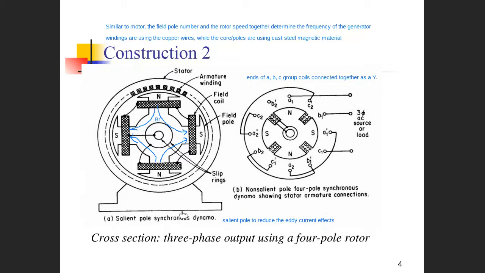So here is one example showing you how the coils are electrically connected, both the field coils and the coils on the stator here. If you read some reference books, there are many other kinds of connections, but we cannot list them one by one here.